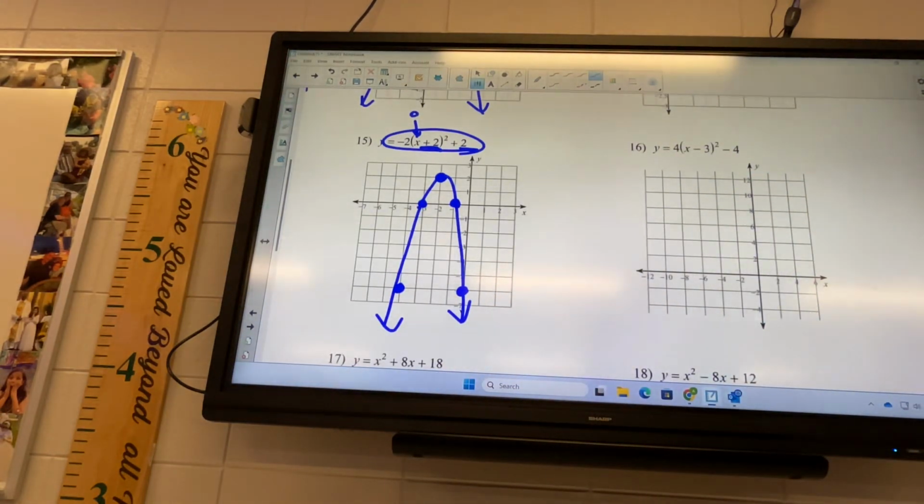Okay, 17, there's no parentheses, so that is standard form, so that's the one you're going to use a formula for. What is that formula?